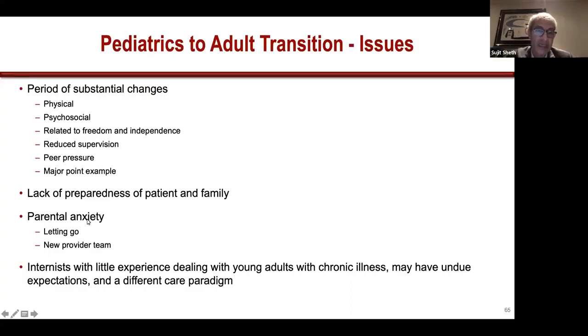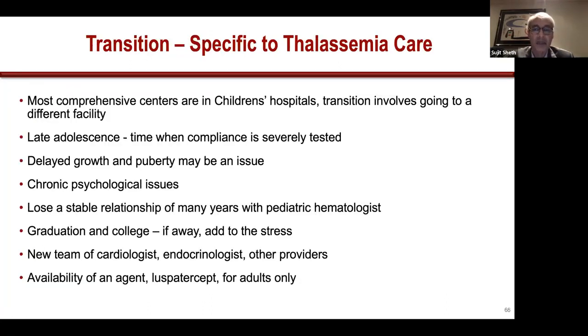preparation. There's some anxiety amongst parents, and internists may not have a whole lot of experience dealing with this particular chronic illness in adults. Specific to thalassemia care, most comprehensive centers are in children's hospitals, and the transition involves going to a different facility from a children's hospital to an adult hospital. Late adolescence is when this happens, and it is a time when compliance is very severely tested in these individuals.